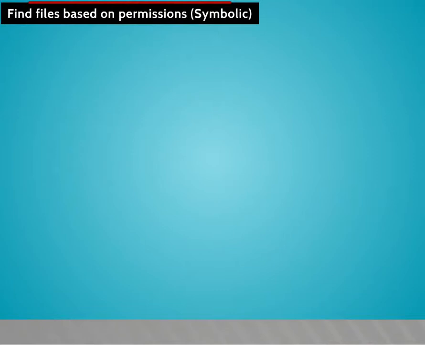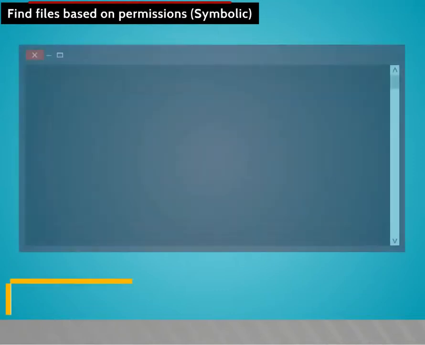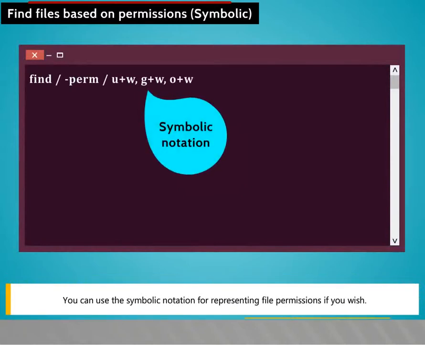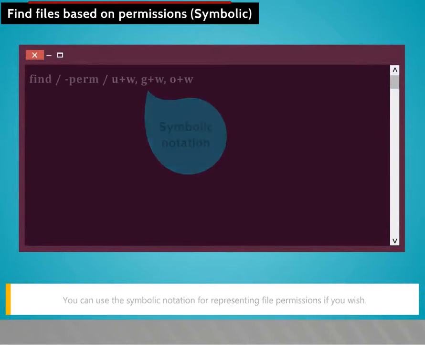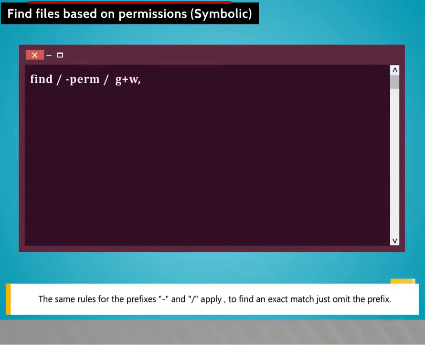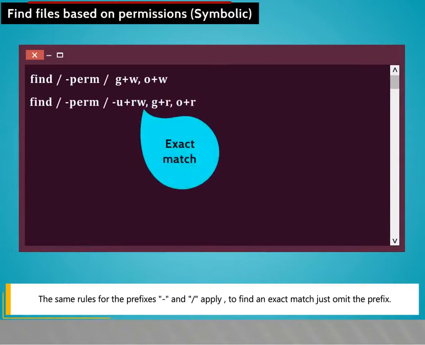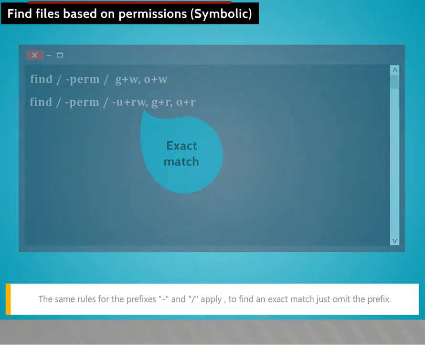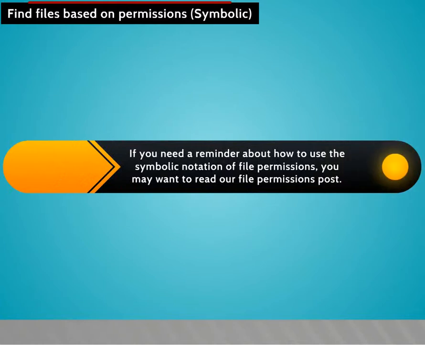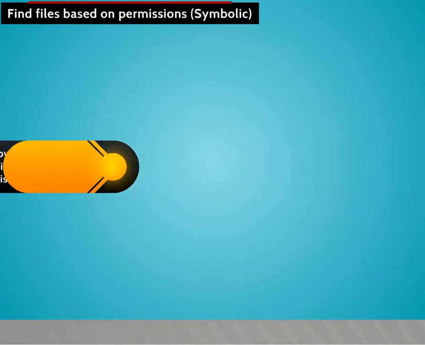Find files based on permissions, that is symbolic. You can use the symbolic notation for representing file permissions if you wish. The same rules for the prefixes hyphen and / apply, that is the explained above. To find an exact match, just omit the prefix. If you need a reminder about how to use the symbolic notation of file permissions, you may want to read our file permissions post.